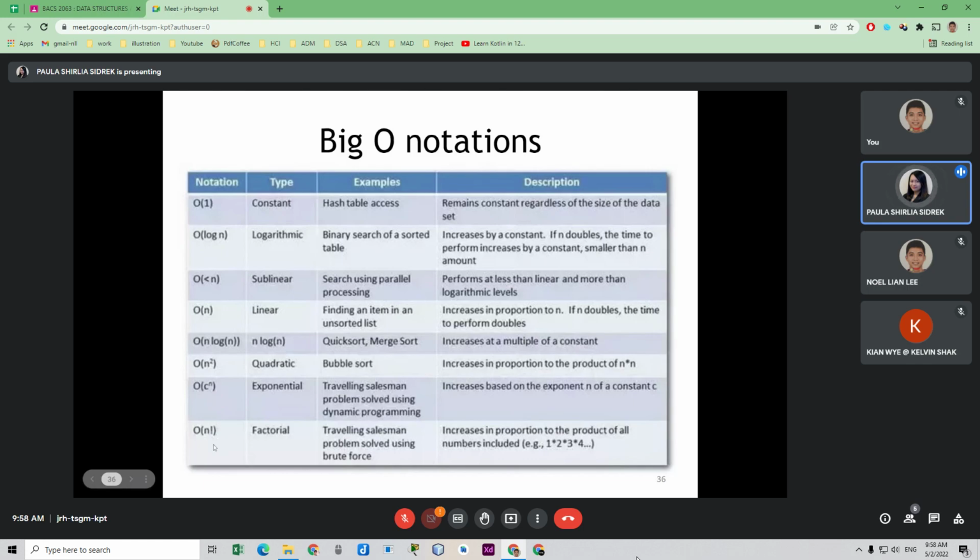Okay, and then this one as well we don't use as much. It's O of n factorial. Factorial means it keeps increasing, by a factor that increases in proportion to the product of all numbers included. So you multiply and then you keep increasing. Factorial. Right, so that is in brief about big O notation. I think this should help you to actually know.